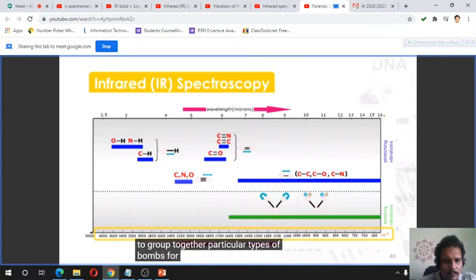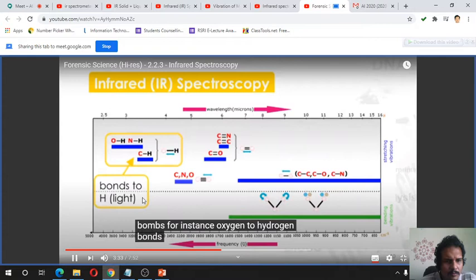Now, when we look at the left-hand part of the chart, we can start to group together particular types of bonds. For instance, oxygen to hydrogen bonds, nitrogen. See here, that's what I discussed with the example. The same example we will also discuss. 4,000 to 1,500 is characteristic of individual groups. Less than 1,500 is a function of the individual elements. We'll see that.